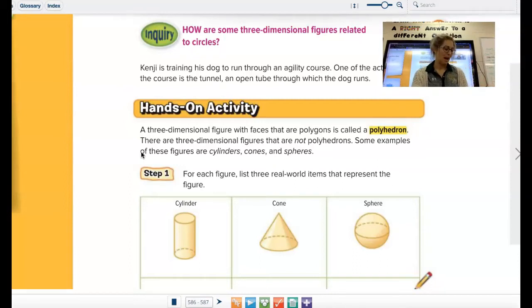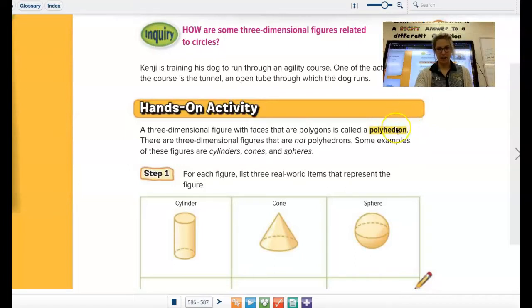I want to show you some shapes, which is why I have the video on me as well. But back to the lecture, we are in that book and we are working on how some three-dimensional figures are related to circles. So Kenji is training his dog to run through an agility course. One of the activities is a tunnel, which is an open tube through which the dog runs.